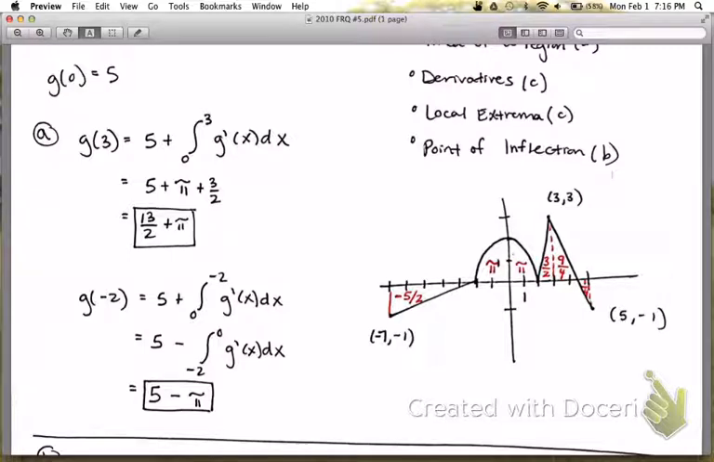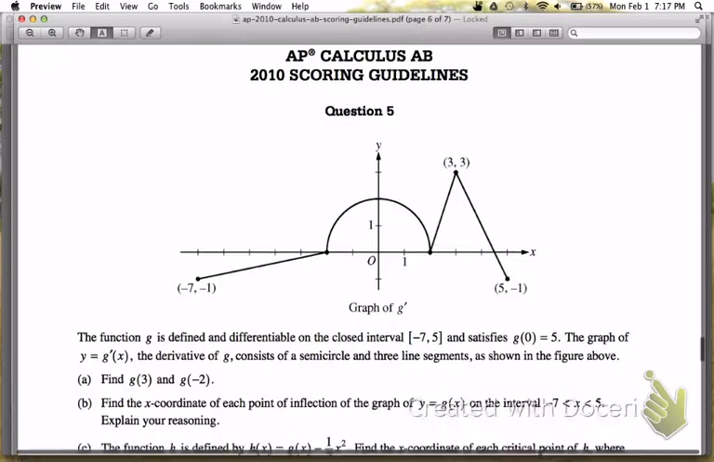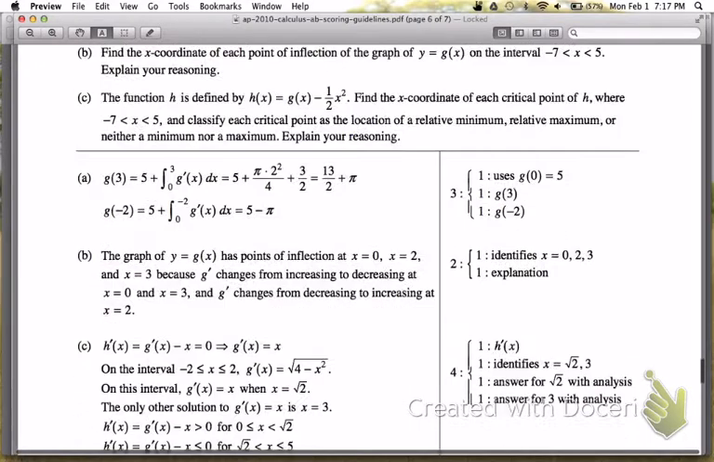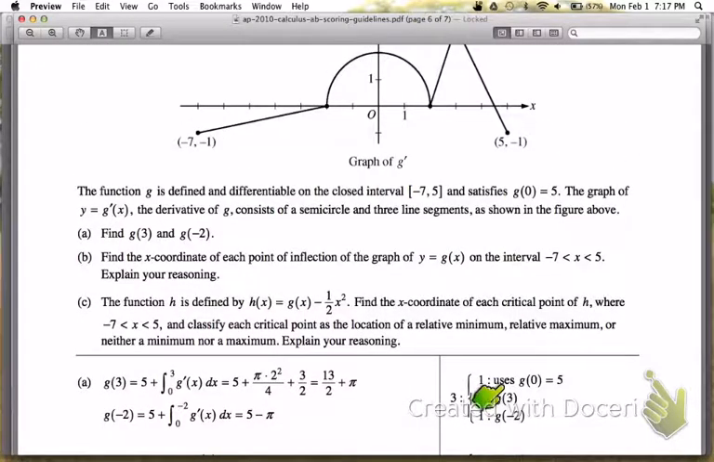And that is worth, oh, it's because I pulled up a pen. Let me get rid of that. There we go. That is worth 3 points. So you get 1 point for using the initial condition g of 0 equals 5, you get 1 point for finding g of 3, and you get 1 point for finding g of -2.